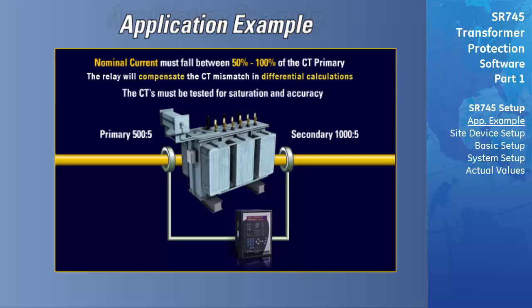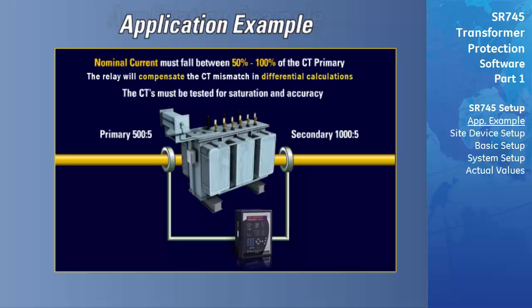It is very important that the CTs being used for the transformer are tested for saturation and accuracy. In order to accurately set the differential settings, we need to know the minimum and maximum saturation points, as well as the percent accuracy of the CT metering. The CTs that we've selected for our system have been tested, and the results are as follows.